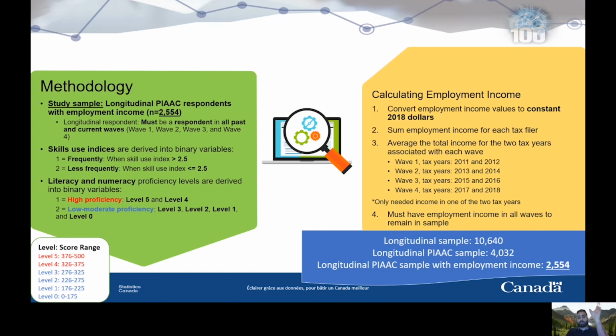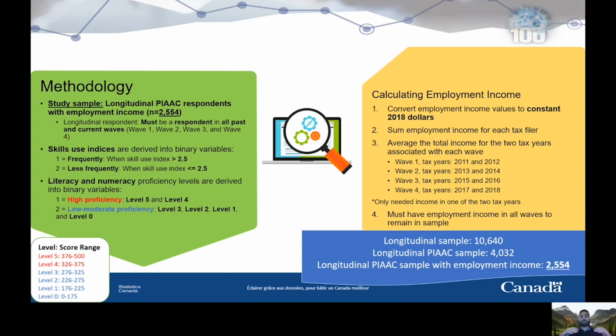So from wave 1, they're 15 and older and responded. Wave 2, they responded. Wave 3, they responded, and wave 4 they responded. They must be respondents in all those 4 waves to be considered a longitudinal respondent. Those people who have responded from wave 1 to wave 4 consecutively total 10,640.